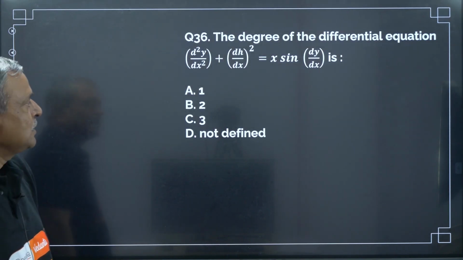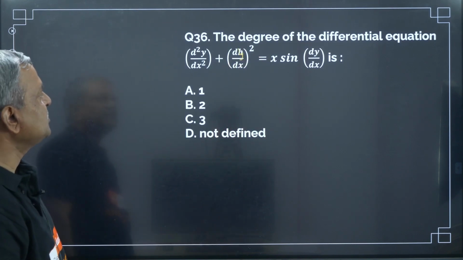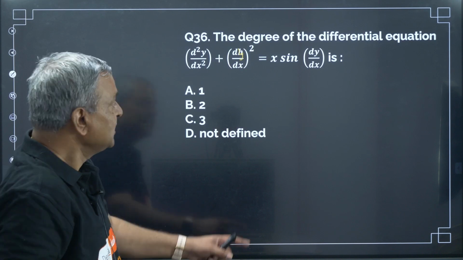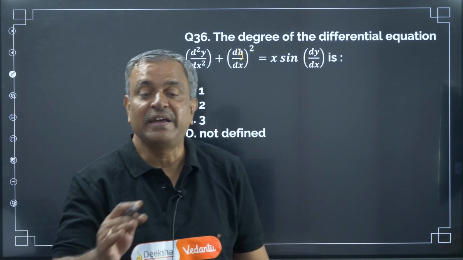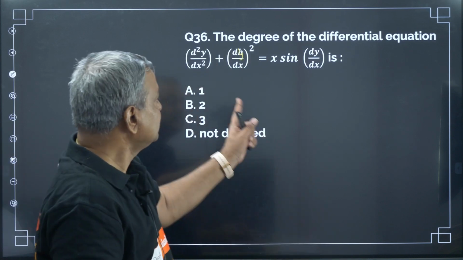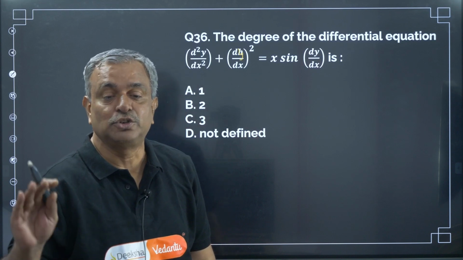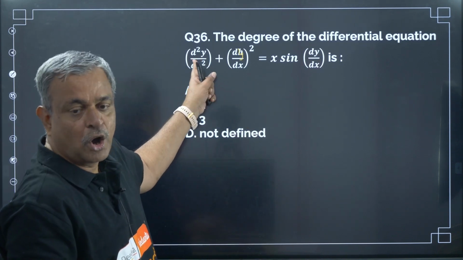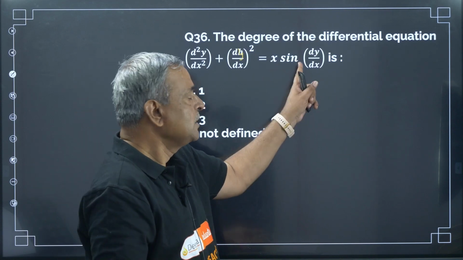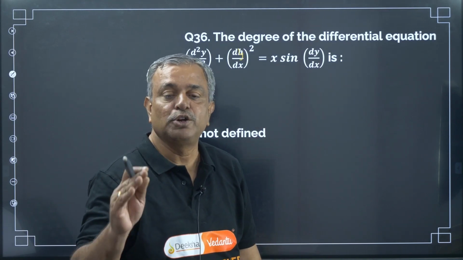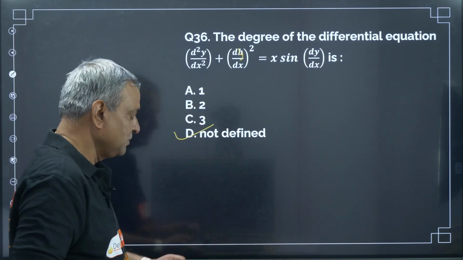d2y by dx square plus sin of dy by dx is equal to x in the differential equation. So what is the degree? Sin dy by dx is there. So degree, when we define, when it is a polynomial, it is not a polynomial because sin dy by dx is given. So degree is not defined, but order is 2. Order is 2. Tomorrow they can ask you order. Order is 2. Degree is not defined because sin dy by dx is there. You define degree when it is a polynomial. So it is not defined.